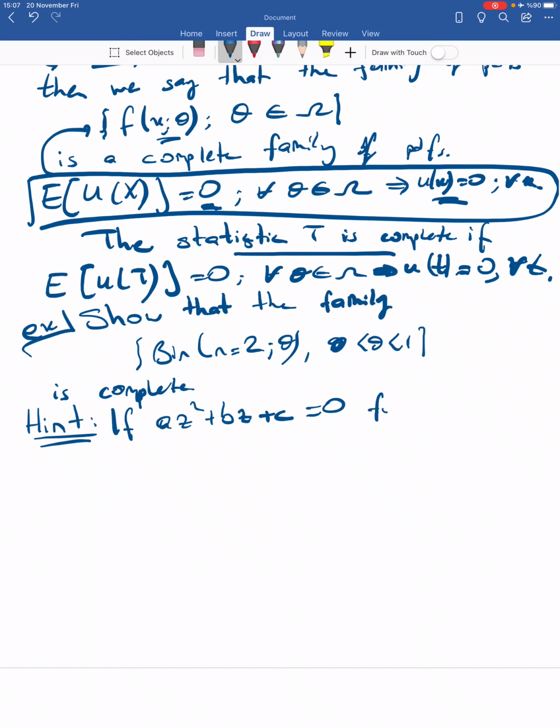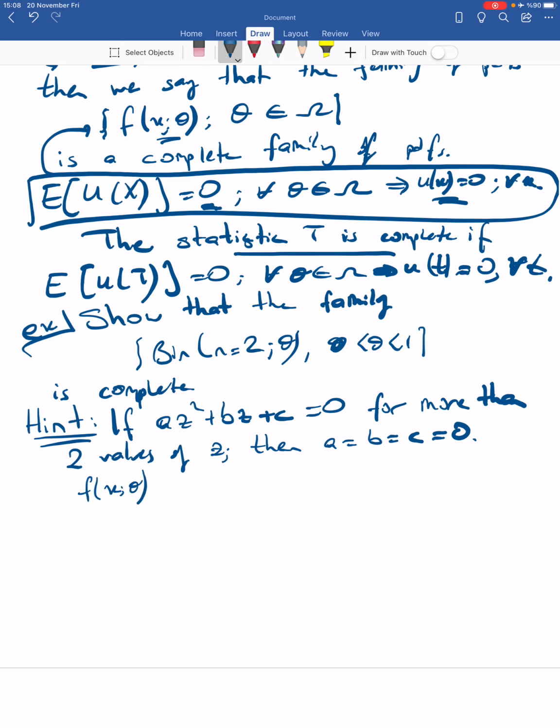But if this is true for more than 2 values of z, then we have to say that a, b, and c should be 0. Usually we expect to have just 2 roots for z to satisfy that, but if this holds for more than 2 values of z, then the coefficients should be 0. So let's first write the PDF.